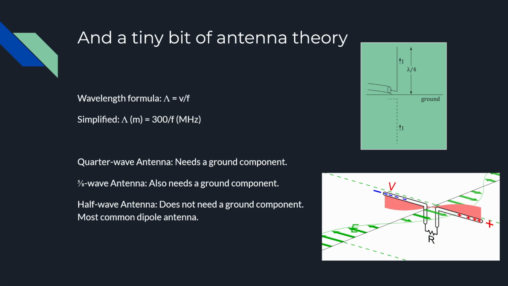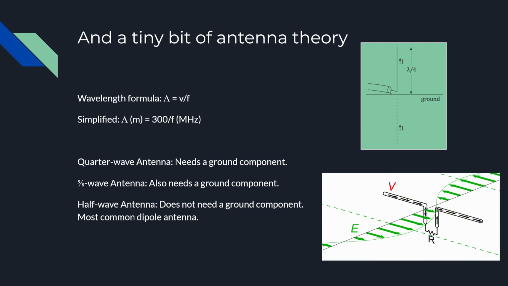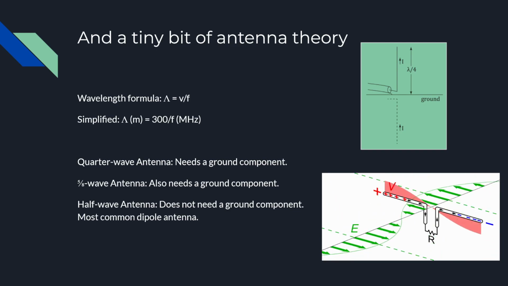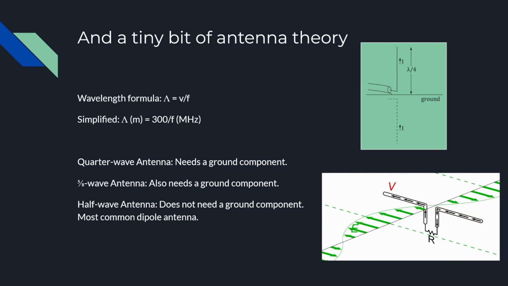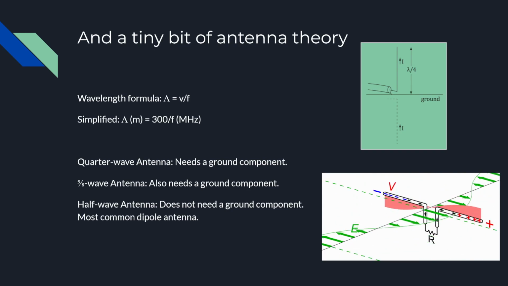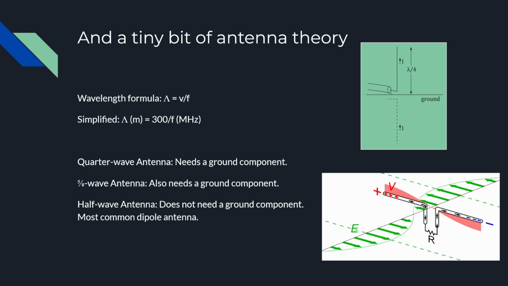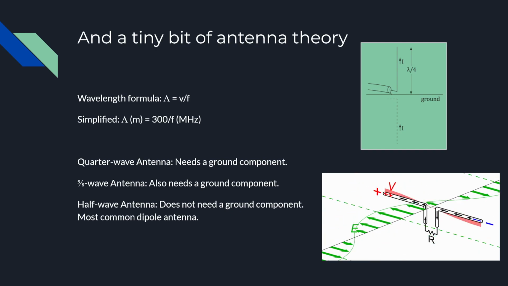Also, going into a tiny bit of antenna theory, there is a whole book that I would recommend if you're interested in building antennas, as antennas are a very important part of radio frequencies and radios in general. So just to start off really quickly, to calculate the wavelength, the formula is wavelength equals velocity divided by the frequency.